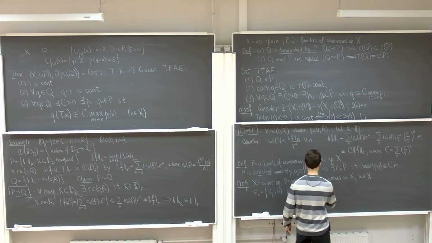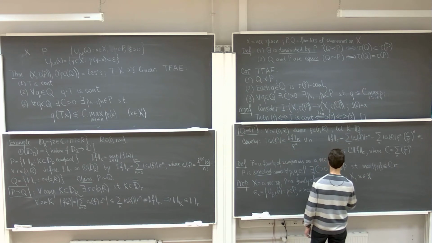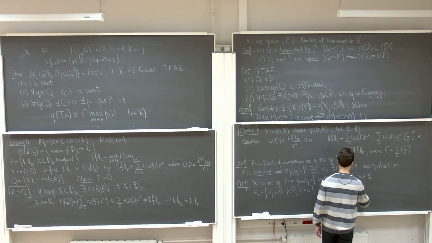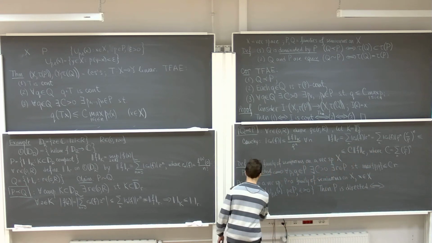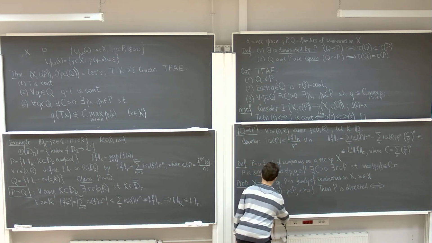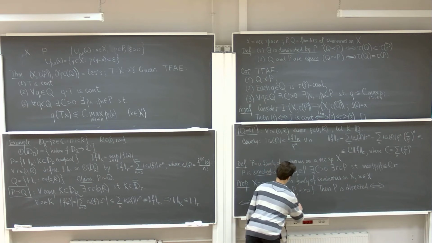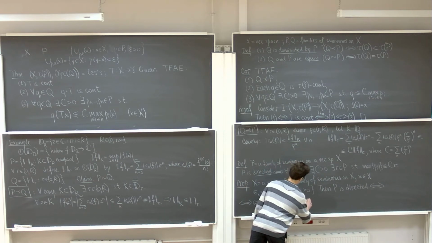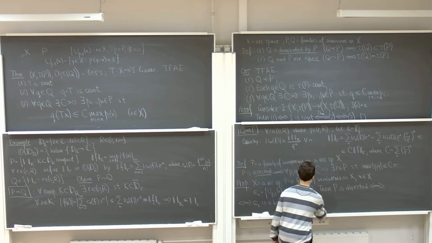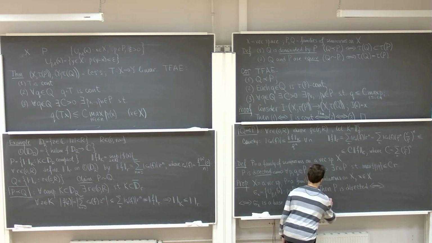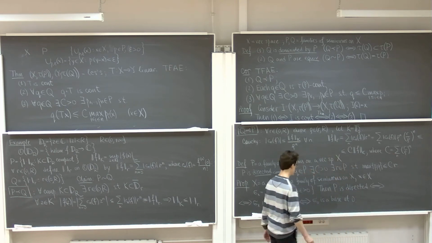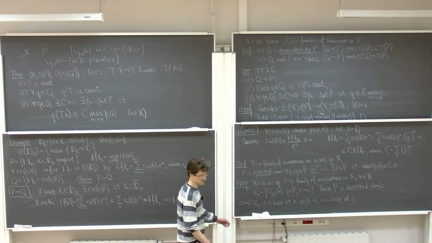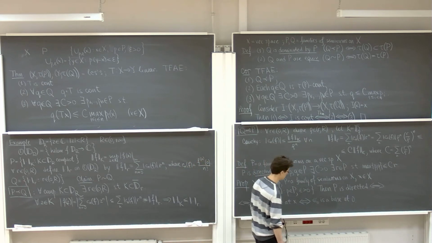I claim that P is directed if and only if this subbase is actually a base of neighborhoods. If and only if sigma x is a base at x. And in fact, it's enough to consider only 0. If and only if sigma 0 is a base at 0. So this is a convenient property. A base is always better than a subbase.